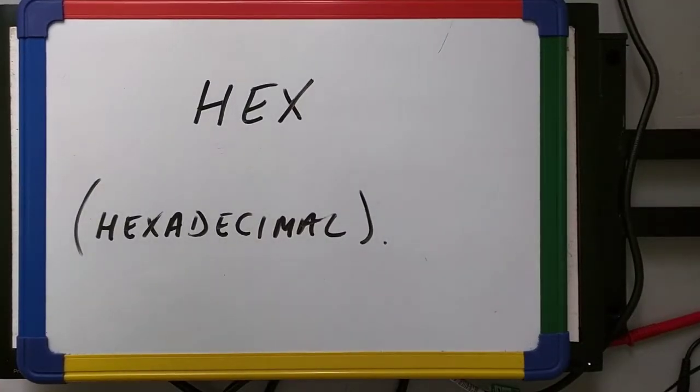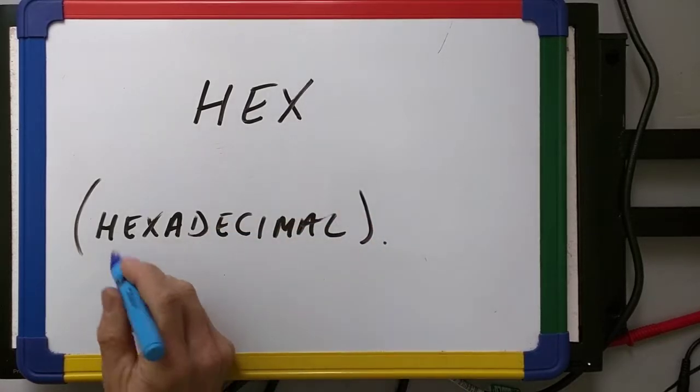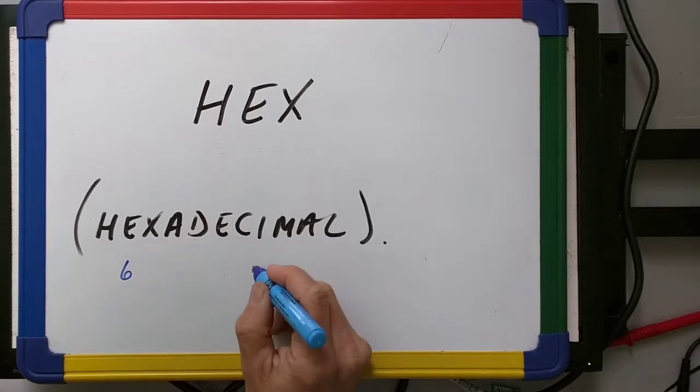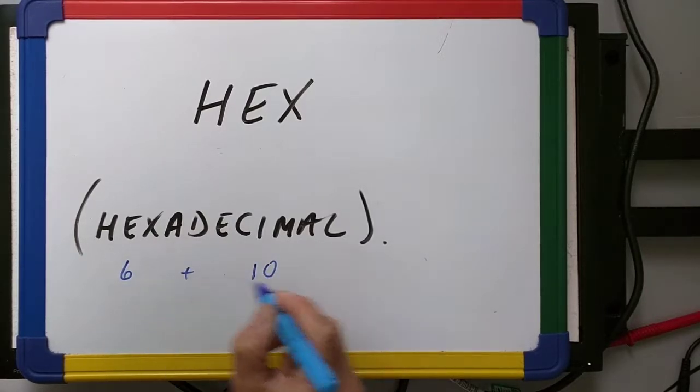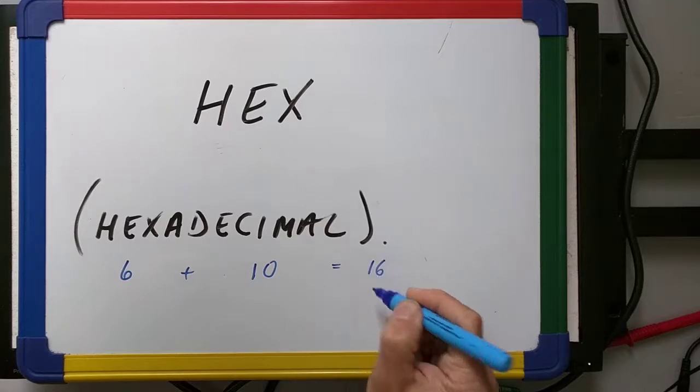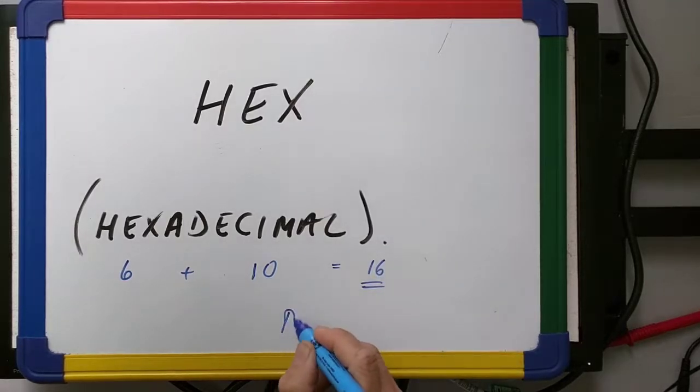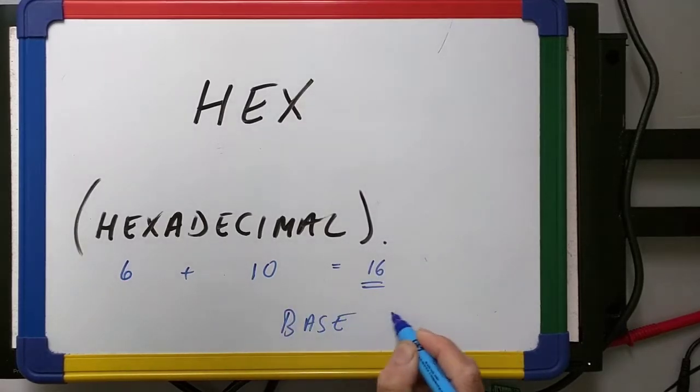We're going to look now at one more numbering system, which is hex, or hexadecimal. Hex is usually associated with 6, decimal 10. The hexadecimal system is base 16. So we looked at base 2, which was binary. We're familiar with base 10, which is decimal. Hexadecimal is base 16.